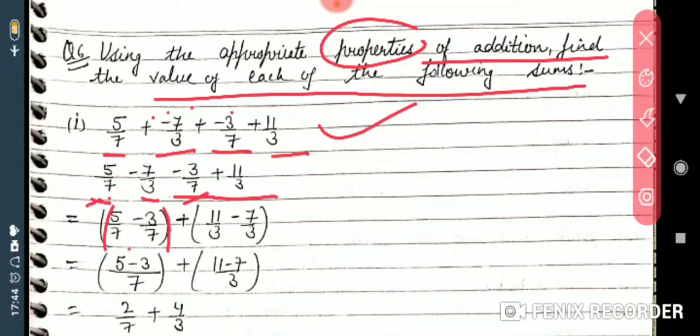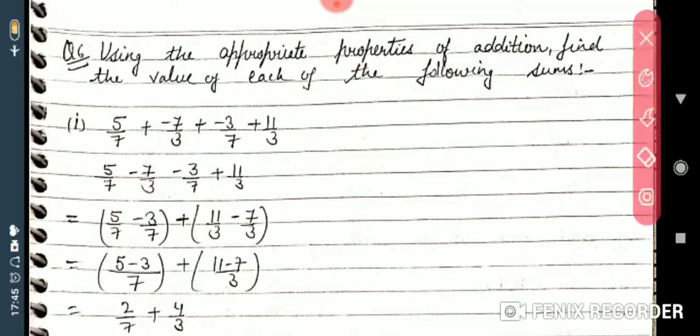5 by 7 minus 3 by 7, then plus. Just see 3, 3. Both the denominators are the same. So 11 by 3 minus 7 by 3. As I told before, the sign before the number is the sign of that number.